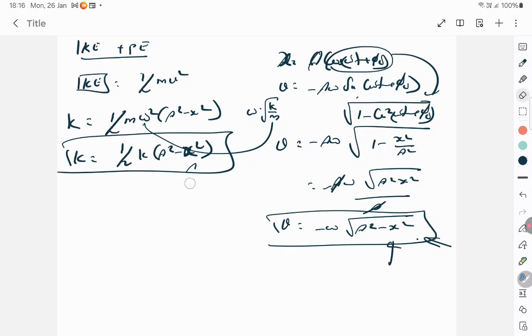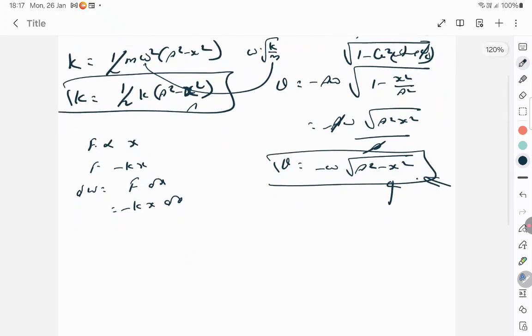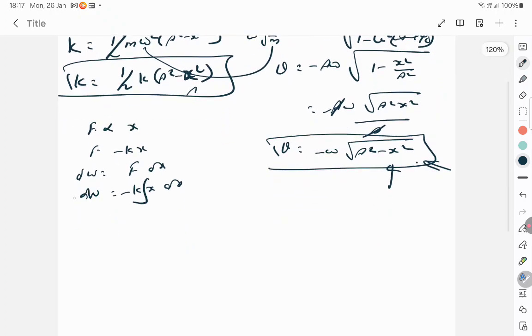And to derive the potential energy, you know force is proportional to x. F is equal to minus k into x, and so dW is equal to F into dx, which is minus kx dx, which we have already learnt in the lesson on work and energy. So integrating both sides, you get half kx square, because integration of x dx is x square by 2. Half kx square is the potential energy.